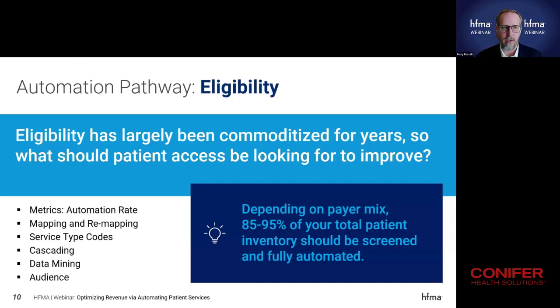only is. So I look at it overall, what is the rate? And then really a subset of rejections, right? What is the reason for the rejection? Why do you have the rejection? So I've got the box to the right. I'll start there first. Depending on your payer mix, 85 to 95% of your total patient inventory should be screened and fully automated.